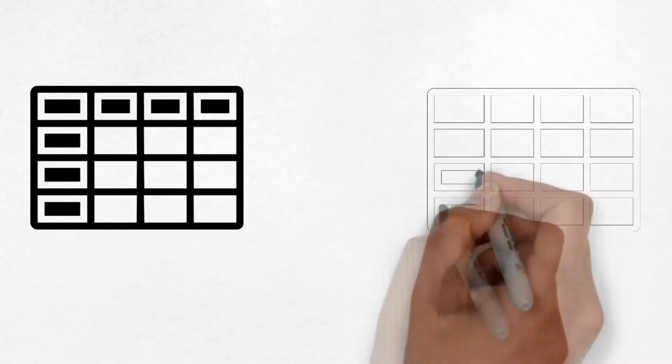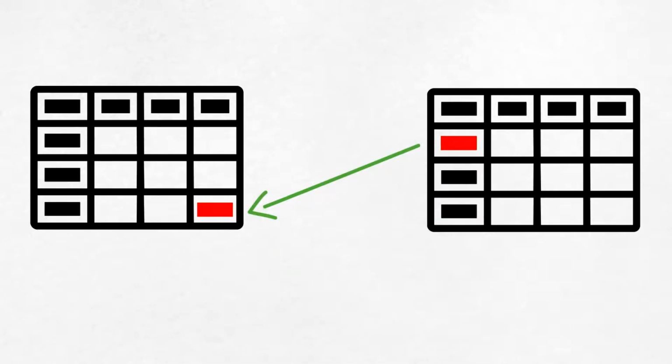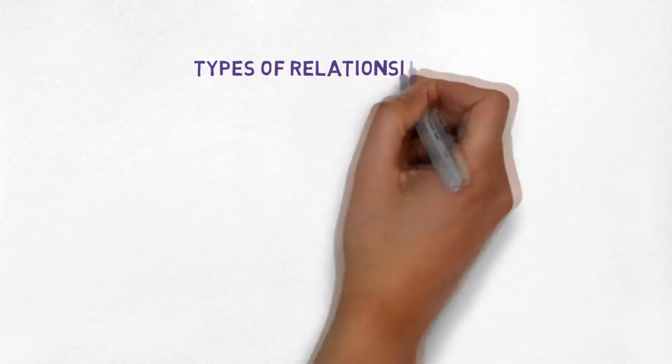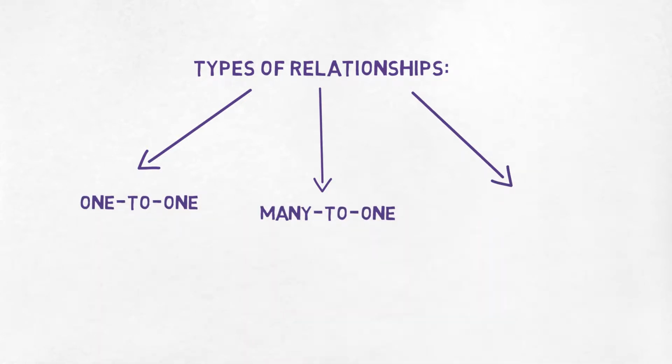Before we start, it is important to understand the relationship logic. Relationships make use of key fields to allow the two tables to communicate with each other and share their data. There are three types of relationship in a relational database: one-to-one, many-to-one, many-to-many.